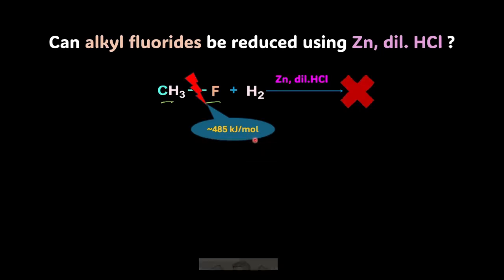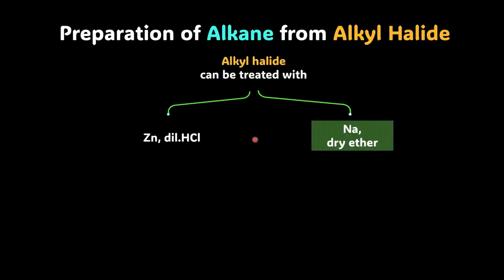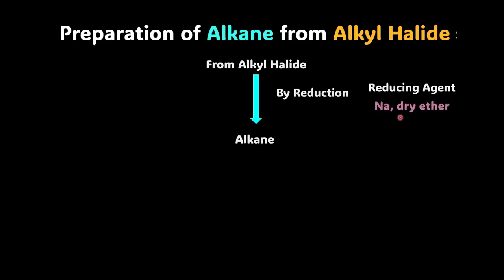All right. Well, now let's look at the second method of preparation of alkane from sodium dry ether. Now this is a very interesting reaction. So here also you can just reduce alkyl halide and what you get is alkane, but the reducing agent that we are using now is sodium in the presence of dry ether. And this is the famous named reaction of chemistry called Wurtz reaction.